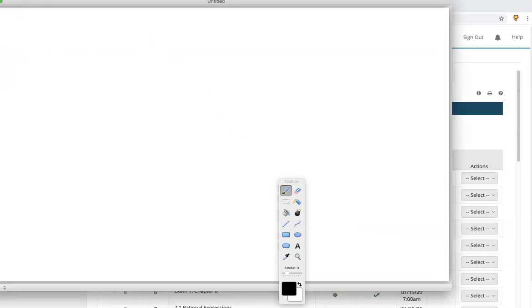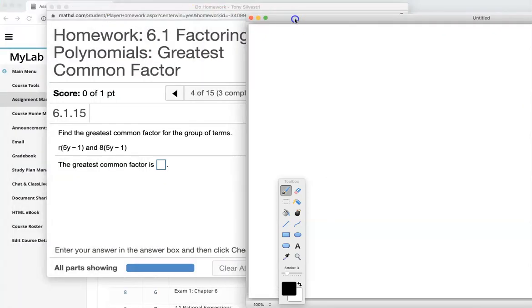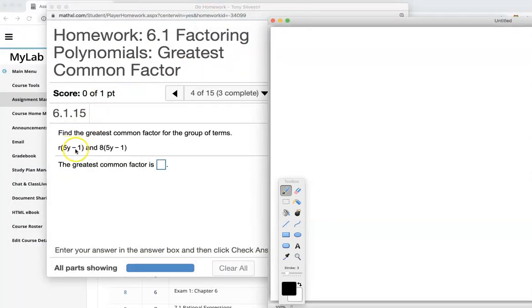Now, what I'm going to show you here is something that you need to understand, and that's with parentheses. Parentheses indicate that this is one big bundle. Don't violate the bundle. The bundle is one big unit. It's a unit in itself. And so if I express this as R bundle 5y minus 1 and 8, 5y minus 1.